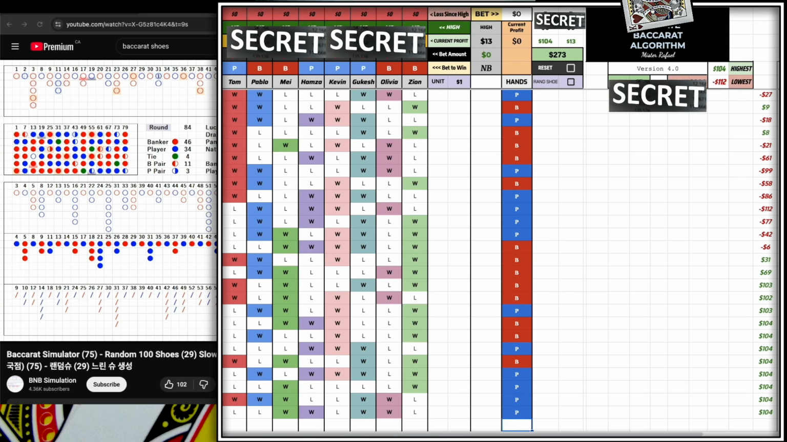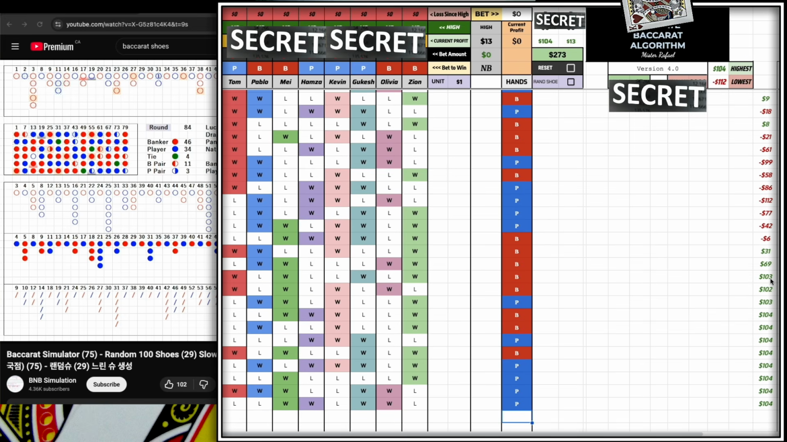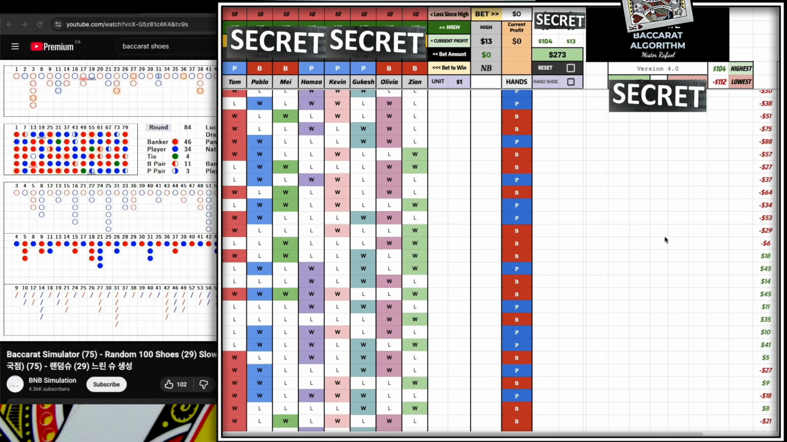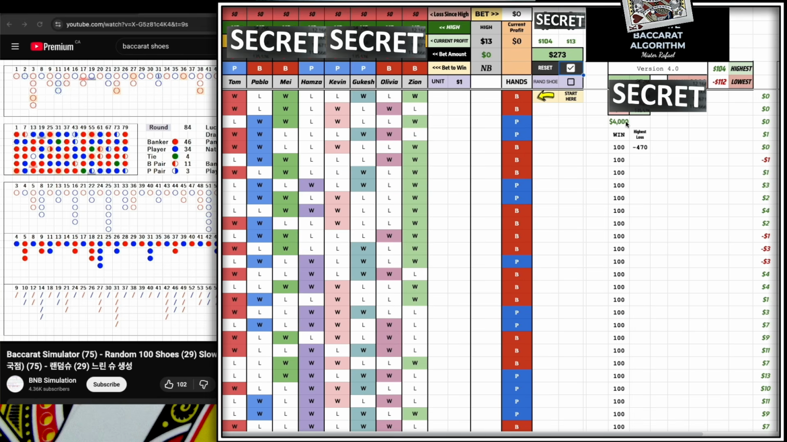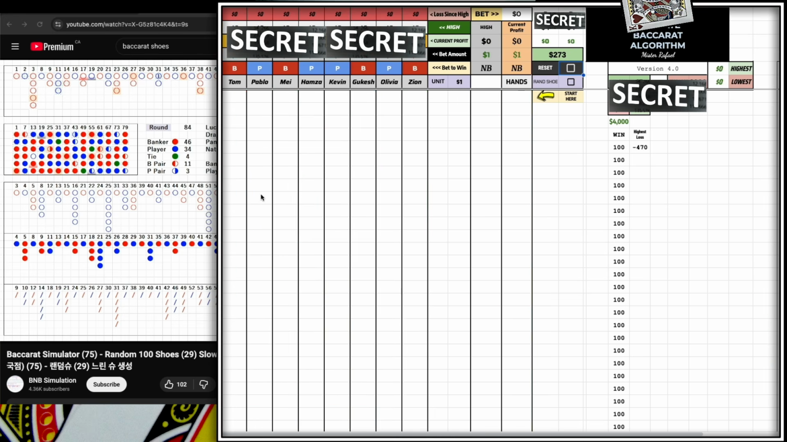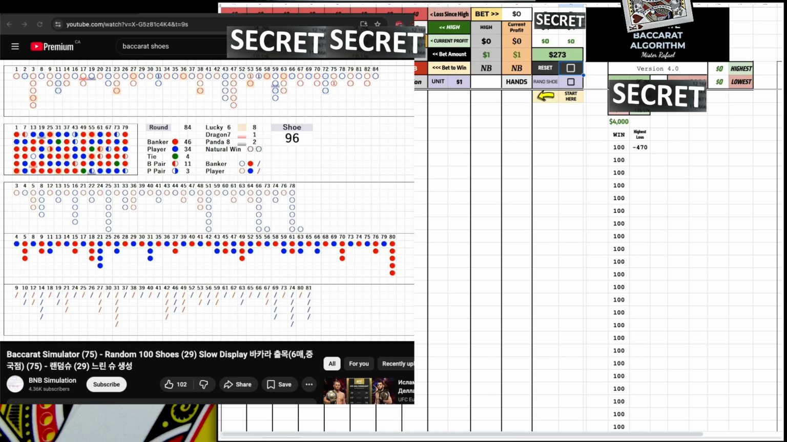And we've hit the win goal once again. Right over here, 103. This is where we would have stopped. Biggest drawdown, only minus 112. All right, let's add another $100. And we've reached $4,000 in profit. All right, 4 more shoes to go here. Let's go. Shoe 97.